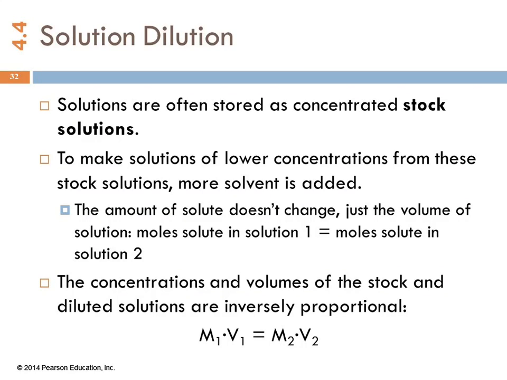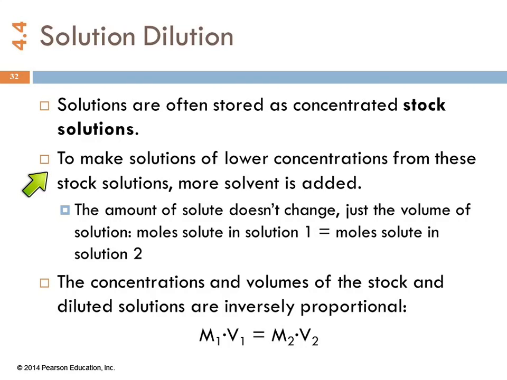Oftentimes we store chemical solutions in a more concentrated form. Not unlike when you go to the grocery store, you can buy concentrated orange juice, right? It saves on space. So when we have concentrated solutions, these are called stock solutions. They're kept in stock, in the stock room, managed by the stockroom technician. And so to use that concentrated solution, we need to add more solvent and dilute the solution.